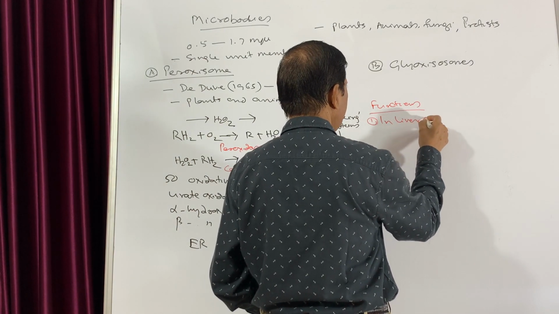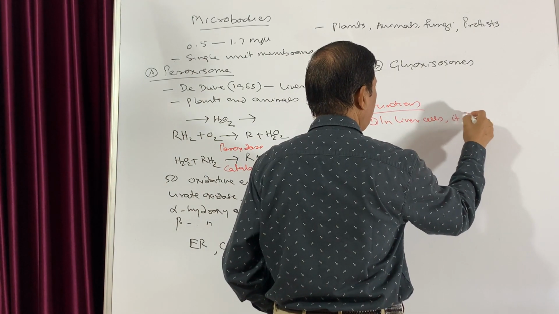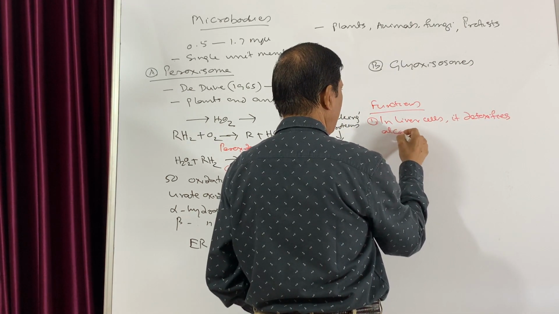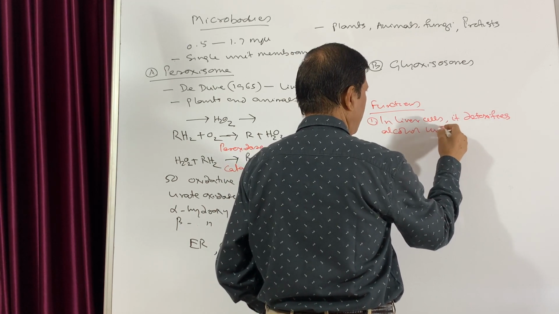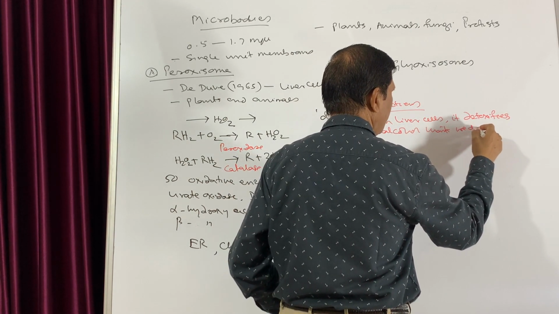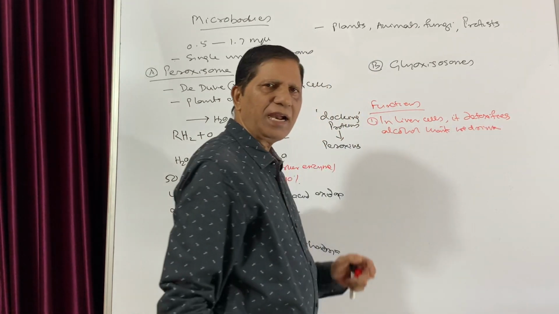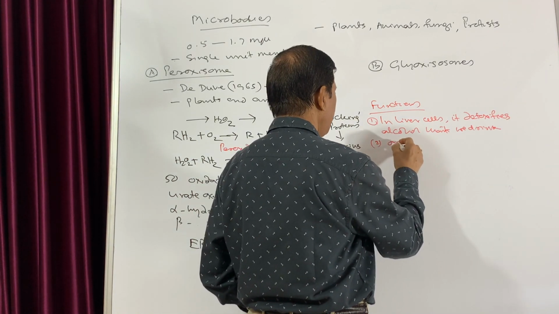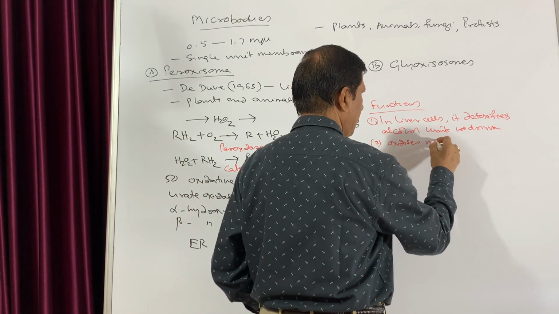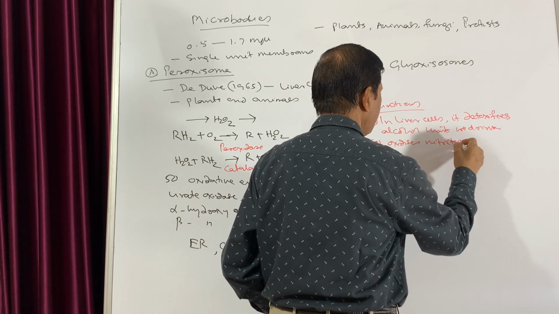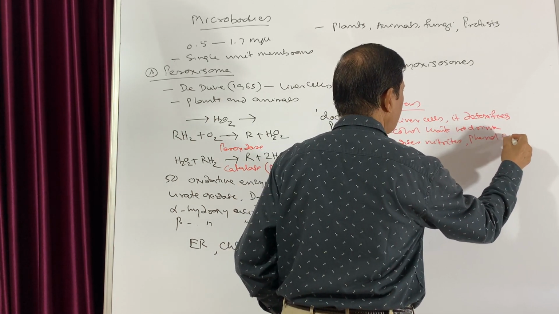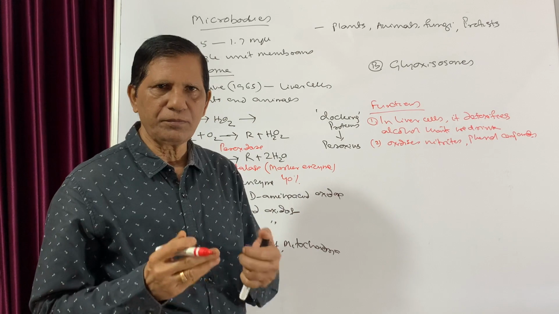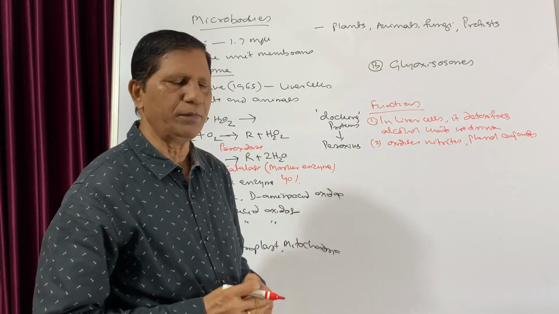In liver cells, it detoxifies alcohol that we drink. In addition to alcohol, it also oxidizes nitrates and phenol compounds. So this is one of the very important functions, particularly in the case of livers.